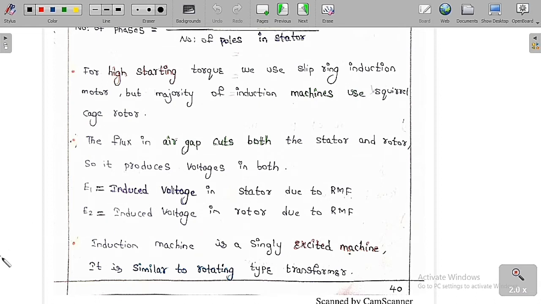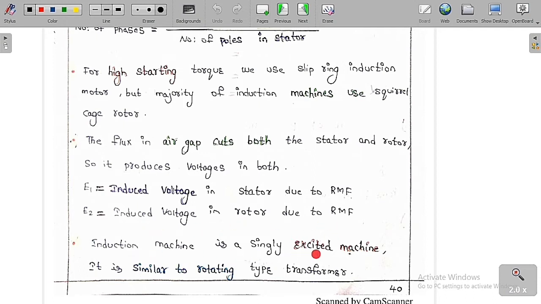This is a very important point, and you always have to keep understanding the concept behind it. Whatever the flux in the air gap is, it cuts both the stator coils and the rotor coils, so it produces voltages in both. E1 is called the per phase induced voltage in stator due to RMF, and E2 is called the per phase induced voltage in rotor due to RMF.